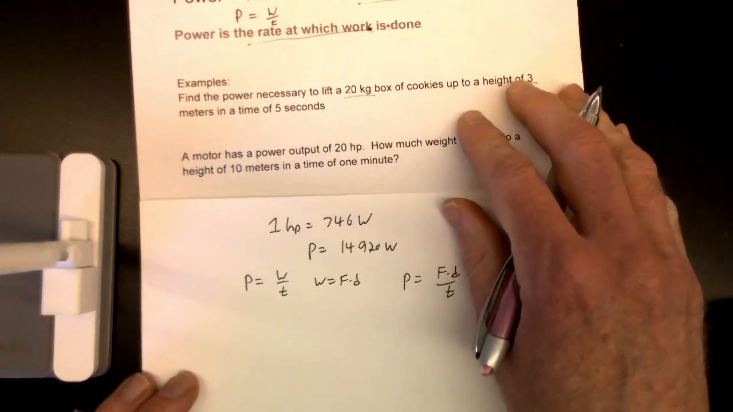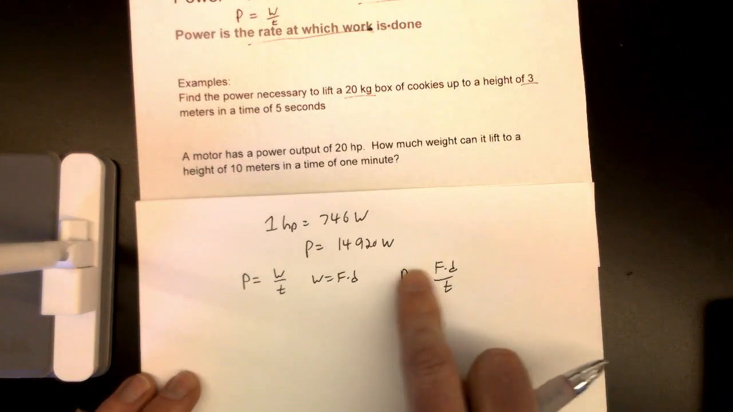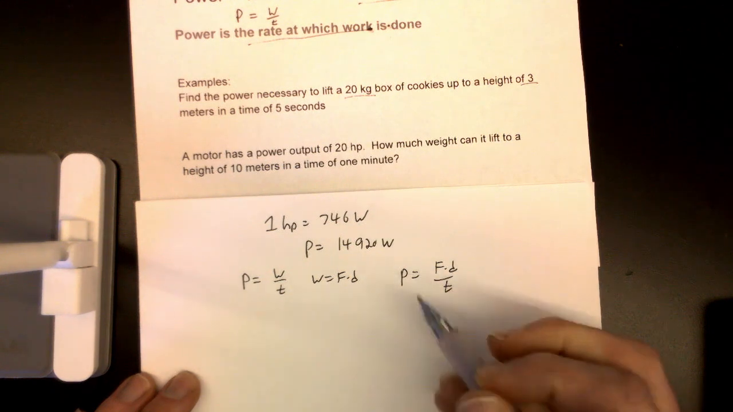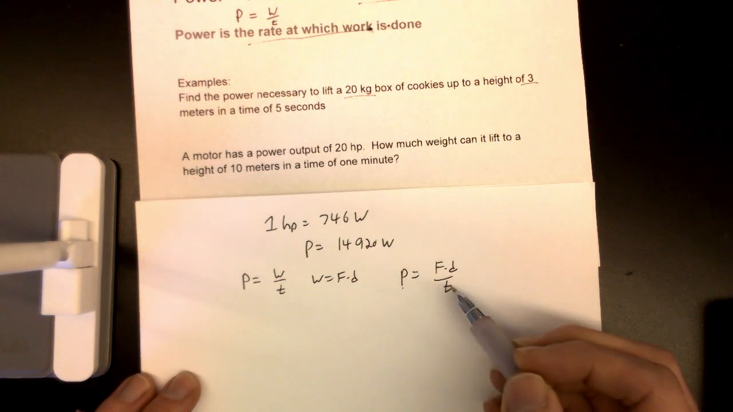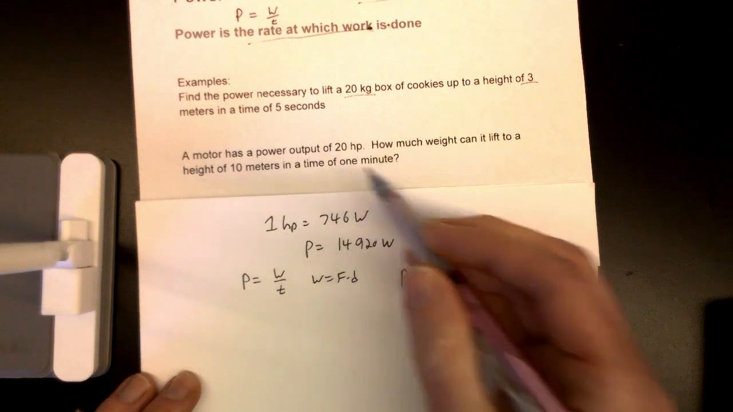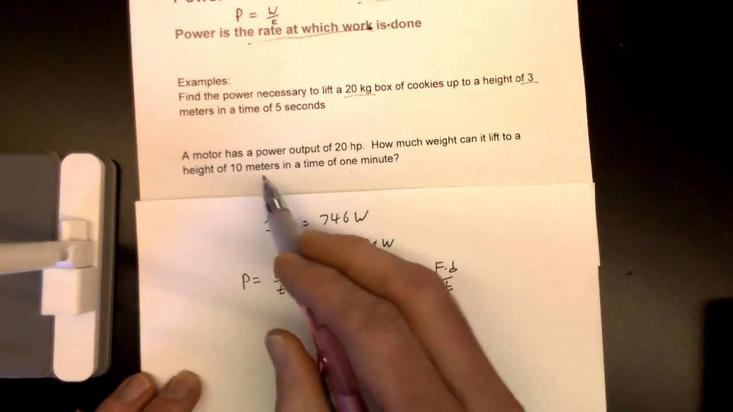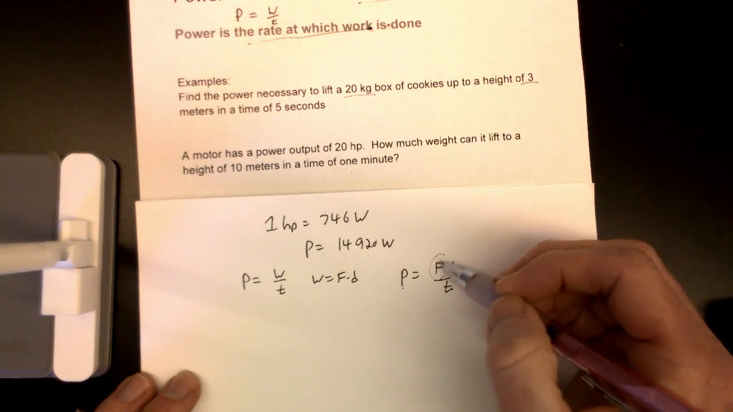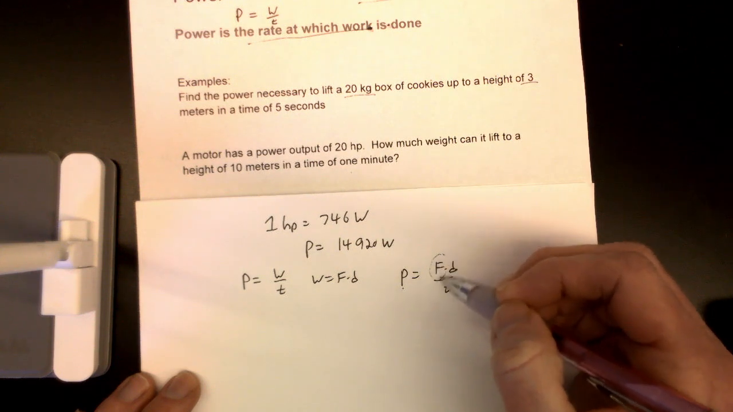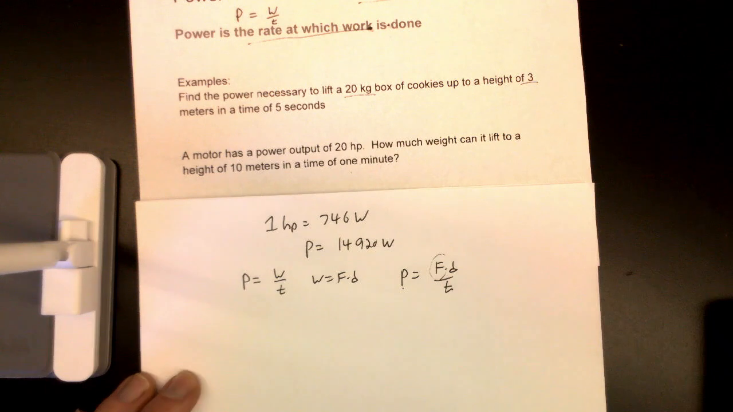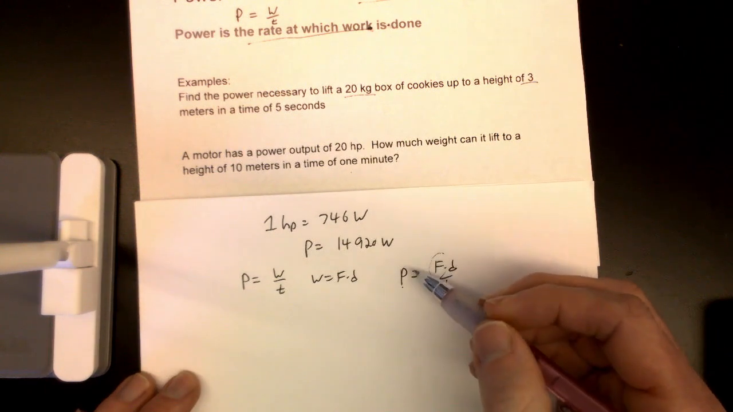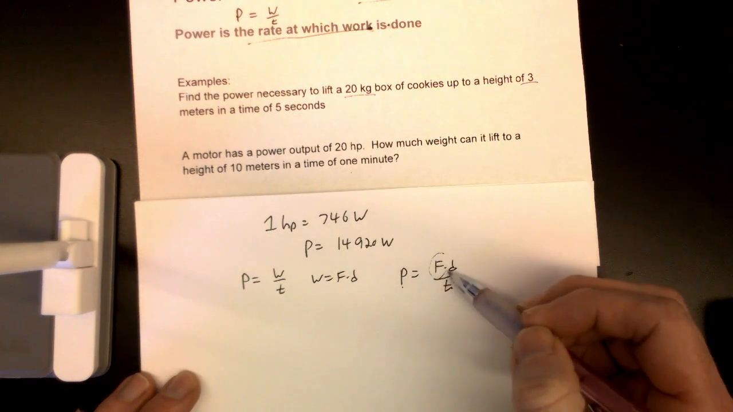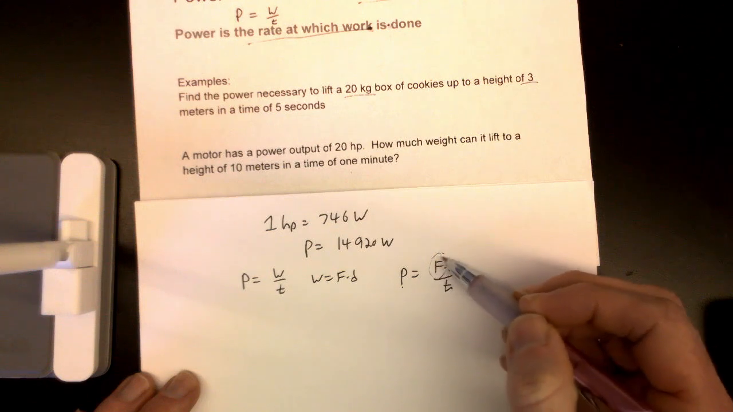And now what we're doing is we're trying to figure out what of these do we know and what are we trying to figure out. So we know the power, we know the time, that's 1 minute, we know the distance, that's 10 meters, and what we're trying to figure out is the force, how much weight can it lift? So that's the number in newtons of weight that this thing can lift. So one way to do this might be to stick in all the numbers and then solve for the force.